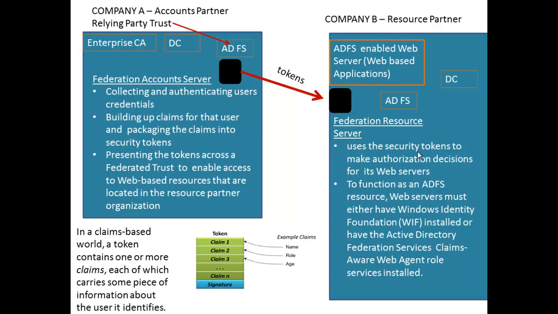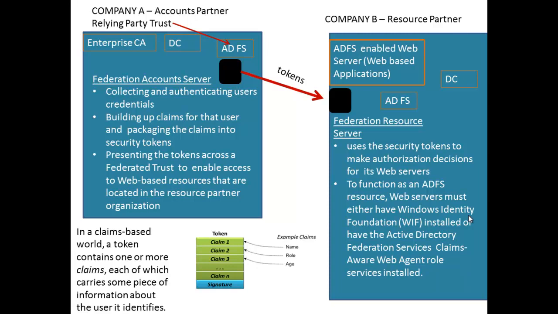And there are some things that we need to look at with this ADFS resource. If an Active Directory Federation server is to function as a resource, then the web servers in Company B must either have Windows Identity Foundation installed or have the Active Directory Federation Services Claims-Aware Web Agent role installed.